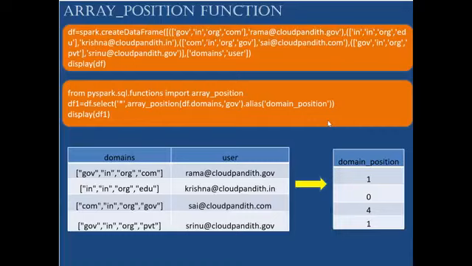Here, array index starts from 0, right? 0, 1, 2. Here GOV is first position. So it returns, yeah, it's not an index, it's a position. So position starts from 1, okay?